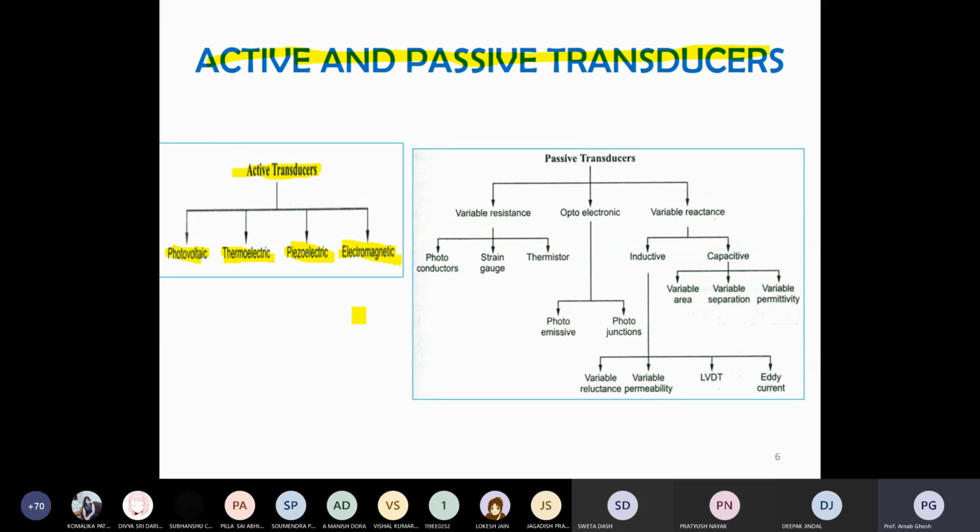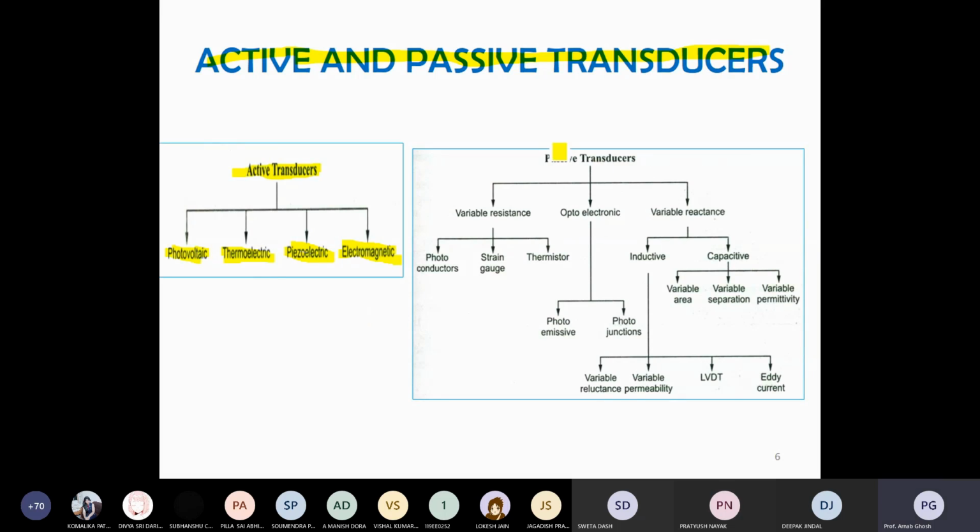Then piezoelectric means pressure. The piezoelectric crystals are normally there. If you apply pressure across the piezoelectric crystals, then some electrical output is developed. You can observe a potential difference across the transducer. That is your piezoelectric transducer.